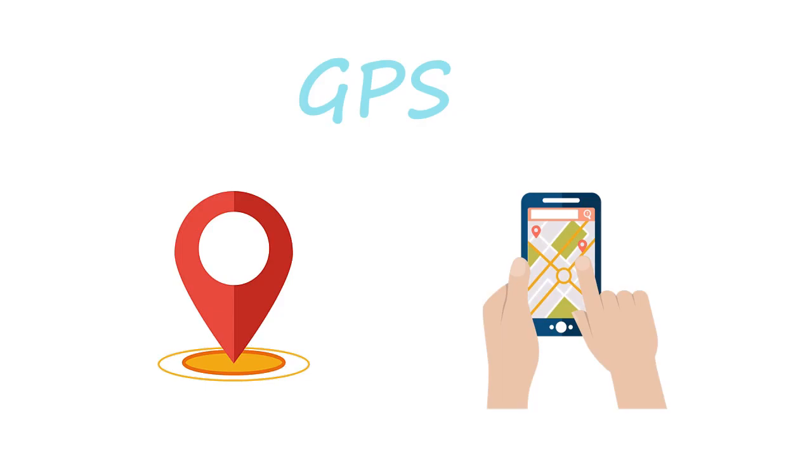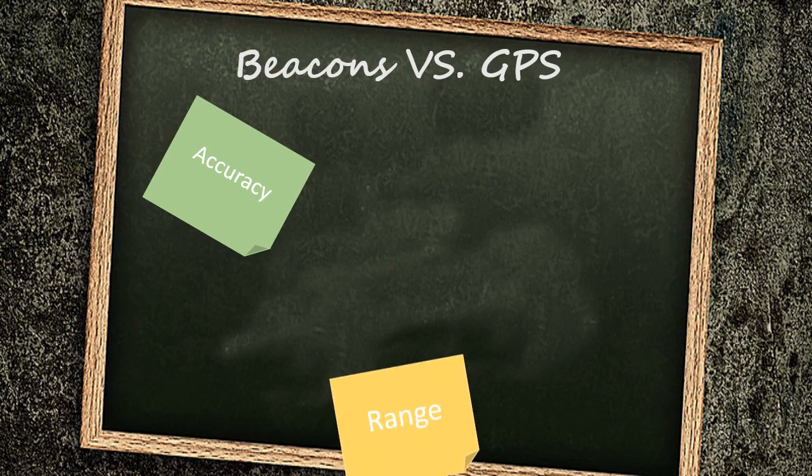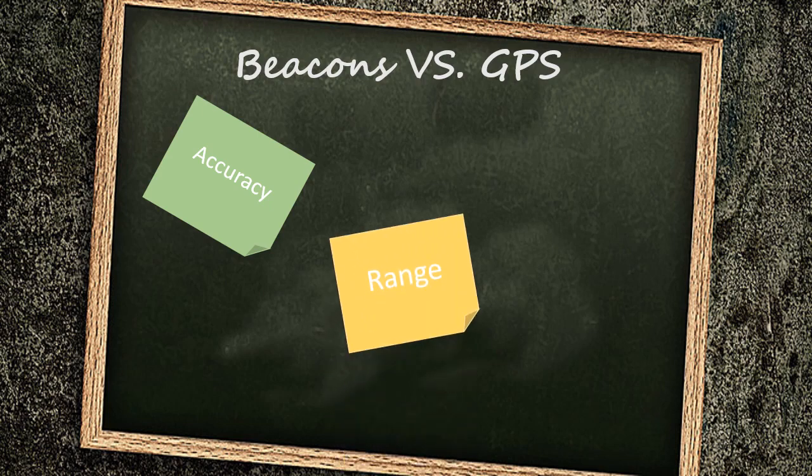Now let's discuss the difference between GPS and beacons. Beacons provide high accuracy indoors, unlike GPS, which lacks accuracy as it is susceptible to obstructions. Beacons cover a limited range, about 50 meters, unlike GPS, which covers an unlimited range.